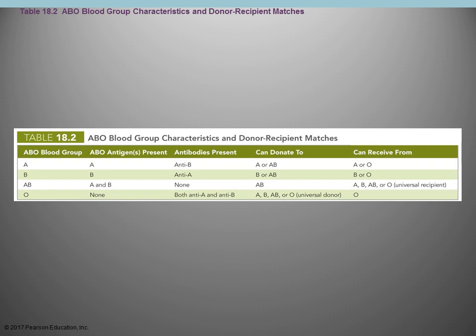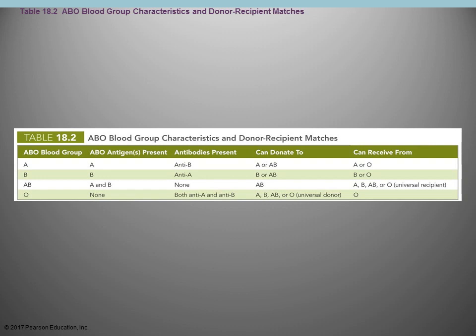In the middle column, where it is showing the antibodies present, this is telling you what type of antibodies are naturally floating around in your blood. Well, if you're type A, as we saw in the previous picture, then you have anti-B antibodies. If you have type B blood, you have anti-A antibodies. If you have type AB blood, you don't have any of those antibodies. If you have type O, you have both the anti-A and the anti-B antibodies floating around.